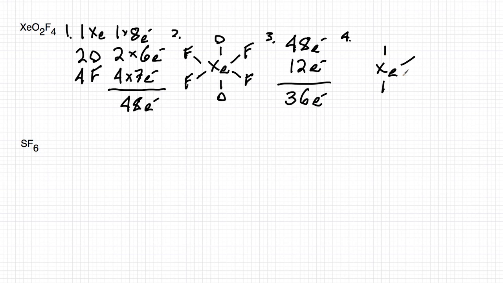But first we have to reproduce the trial structure. And here we go. 2, 4, 6, 8, 10, 12, 14, 16, 18, 20, 22, 24, 26, 28, 30, 32, 34, and 36. And there you go.